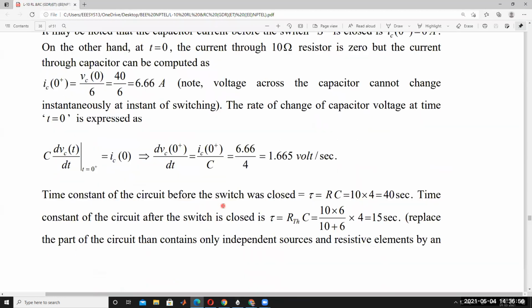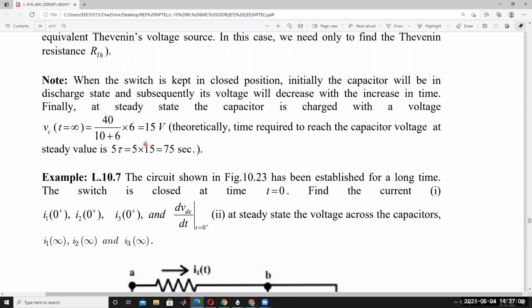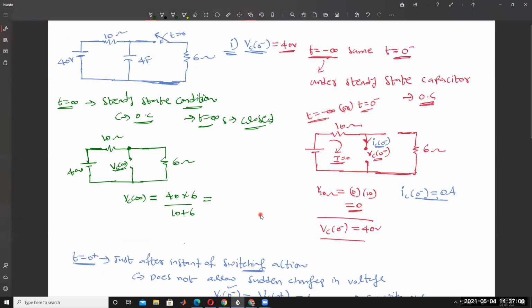So here from this you can easily understand. VC of infinity is equal to 40 into 6 divided by 10 plus 6, so 15 volts. This is the voltage across the capacitor. Understood? So VC of infinity. Understood this problem, everyone? Is it clear?